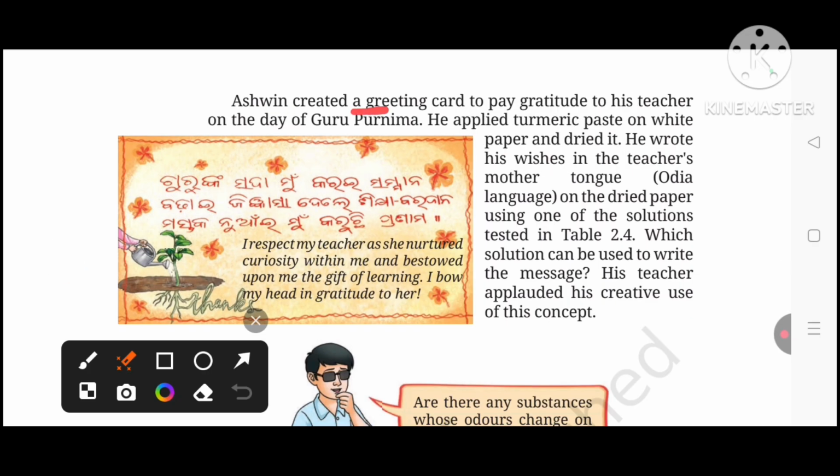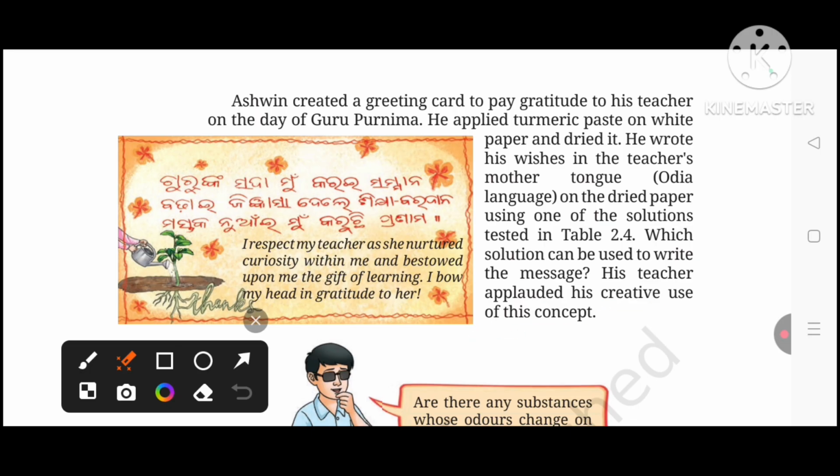Ashwin creates a greeting card to express gratitude to his teacher. On the day of Guru Purnima, he applied turmeric paste on a white paper and dried it. He wrote his wishes in the teacher's mother language, that is the Odia language, on the dried paper using one of the solutions tested in Table 2.4. Which solution can be used to write the message? His teacher applauded his creative use of this concept.